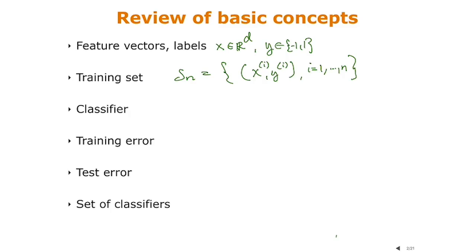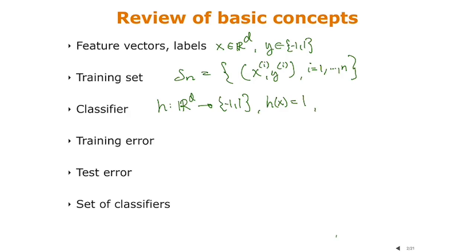Now, a classifier is a mapping that takes as an input a feature vector. So it maps any point in R^d to a plus or minus 1 label. So if we apply the classifier to a particular point, we will get either a plus or minus 1 label, for example, 1. Okay, so a classifier essentially divides the space into two halves.